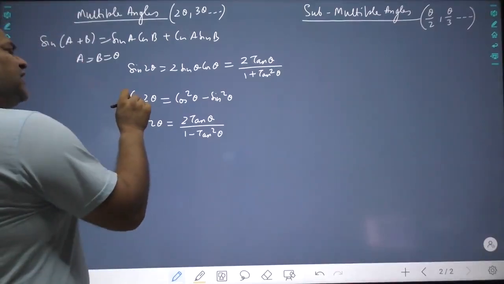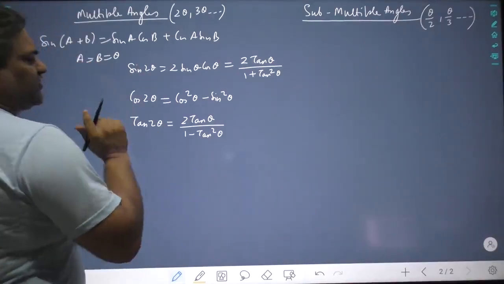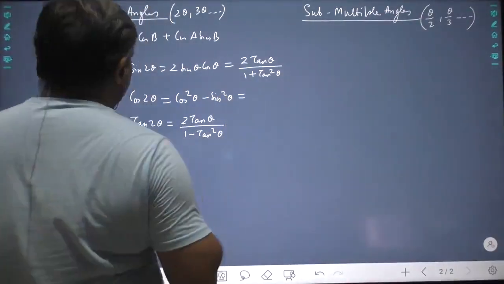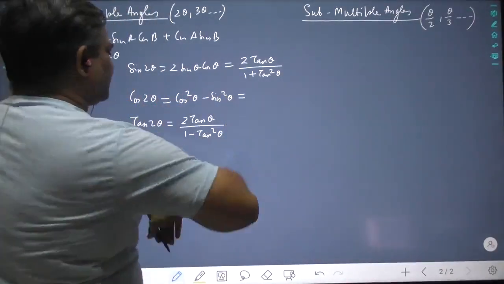Let us see the most versatile cos 2 theta. Now see, one of the formulas of cos 2 theta is cos square theta minus sin square theta.